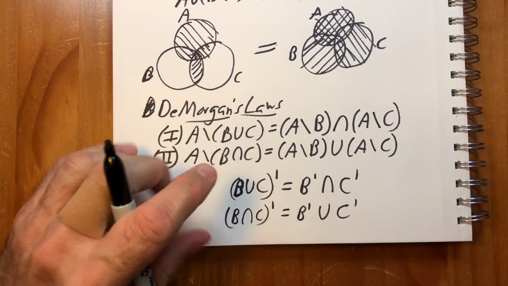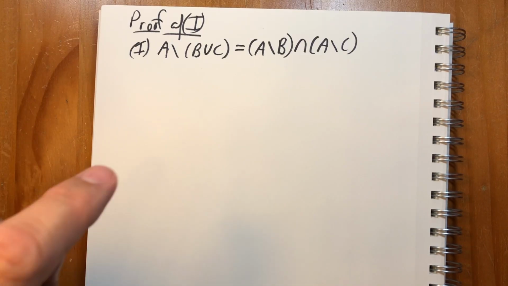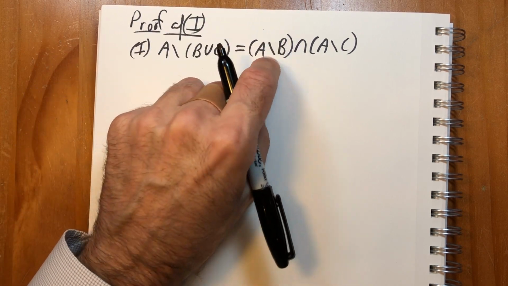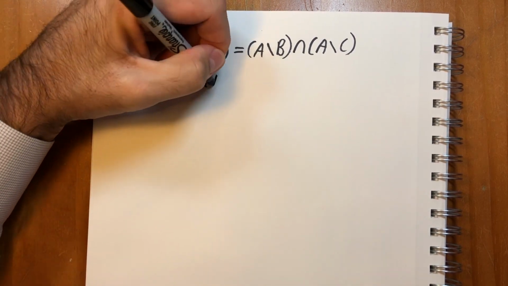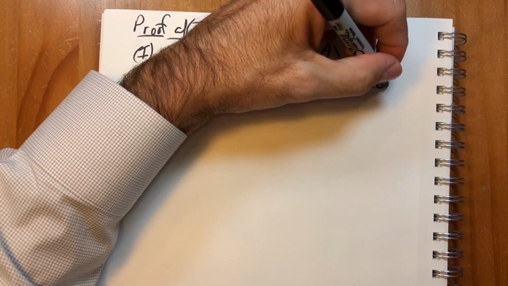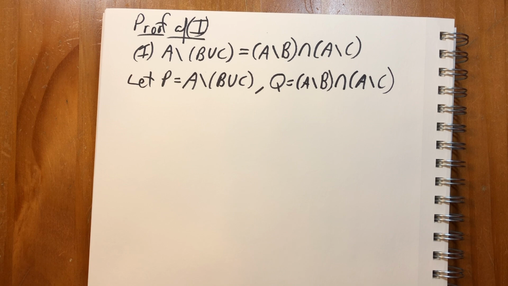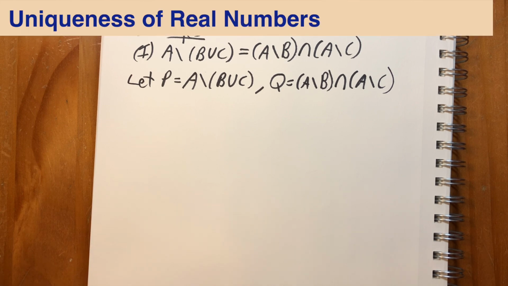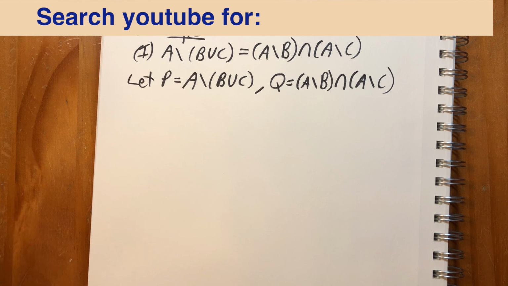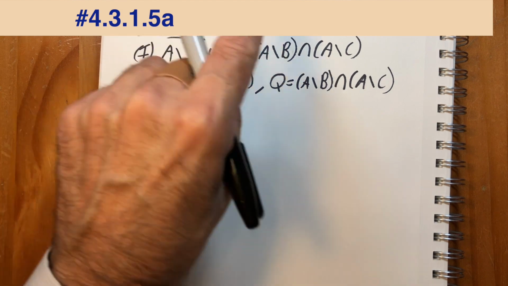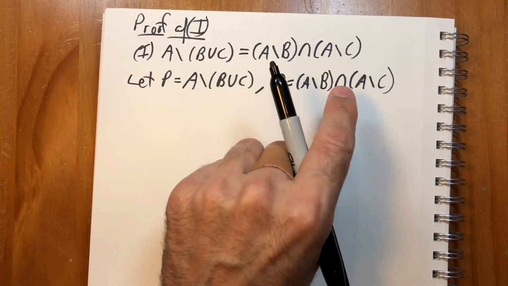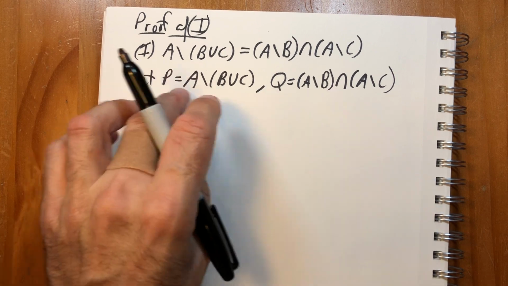So let's prove one of these, and the other one will be similar. So one is the complement of the union equals the intersection of the complements. So let's let P equal the left side and Q equal the right side. So as always, and as we did over and over when we were proving the uniqueness of the real numbers, to prove set equality, you prove inclusion in both ways. So first we have to prove that any element of P is also in Q. Then we prove that any element of Q is also in P. That means that the two sets are equal.